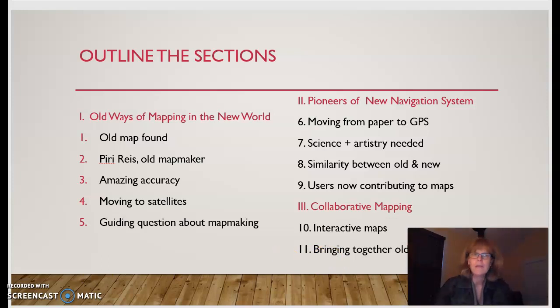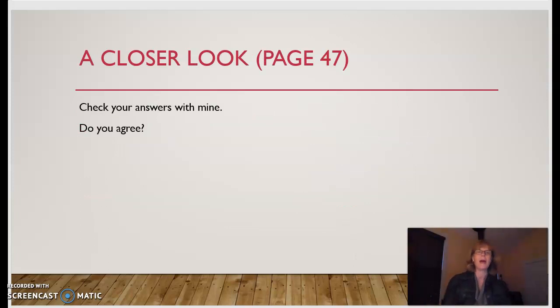So guys, hopefully you've been able to look at this article about map making. I'm going to ask you some questions in your assignment. I'm going to ask you about the main ideas of different paragraphs. And the book asks you to look closely at some of the details in each paragraph in order to answer these questions in a closer look. I want you to check your answers. Hopefully you've done a closer look.